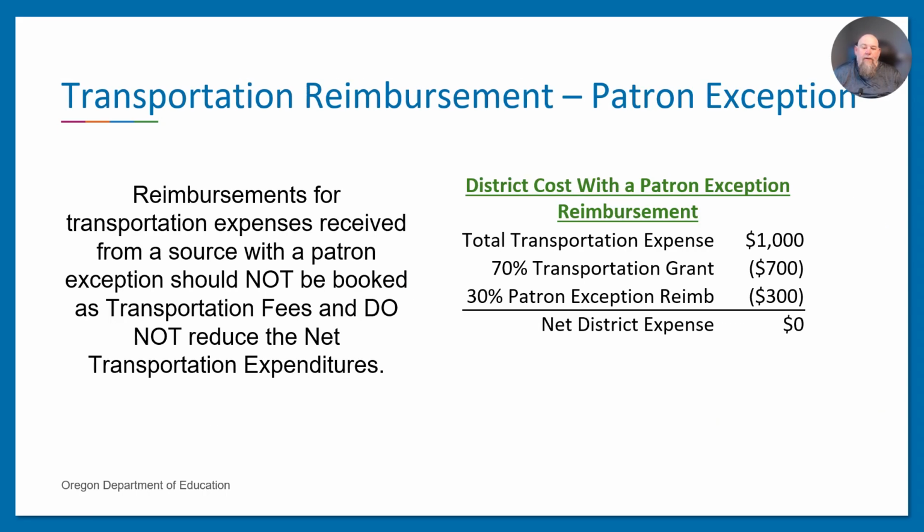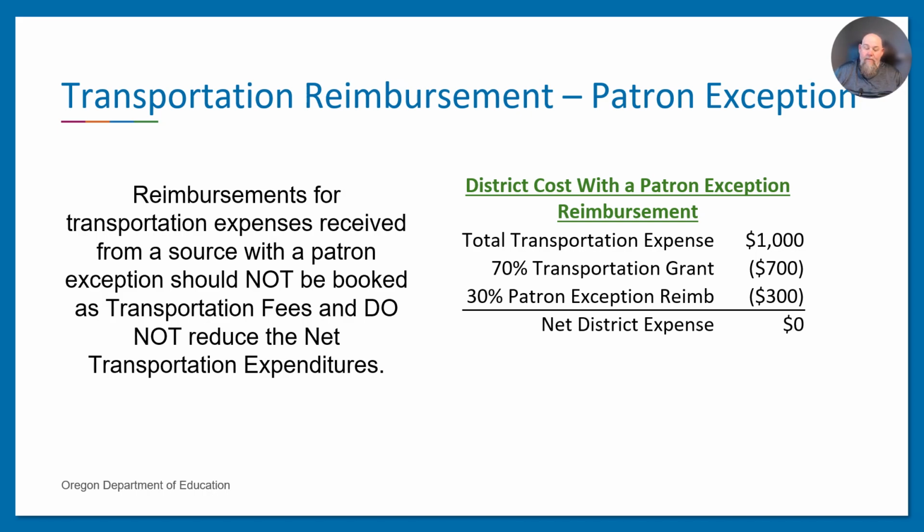So let's say you have a transportation expense where the trip costs $1,000, right? Super easy. You're getting 70% reimbursement from the transportation grant, right? And then you get the other 30% from a patron exception. That reduces it again by $300, and so your total net district expense would be 0. And so reimbursement for transportation expenses received from a source with a patron exception should not be booked as a transportation fee and does not reduce the net transportation expenditures.